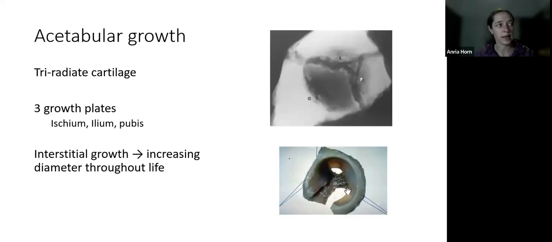Acetabular growth itself takes place through the triradiate cartilage, and it's important to remember that this is also a growth plate. We forget that everything needs to grow. Obviously you can't have a tiny little acetabulum that doesn't grow, and where does it grow? It grows through the triradiate cartilage. This is important to remember when we do our operations, because needless to say, if you damage the triradiate cartilage with your acetabuloplasty, you can actually promote acetabular dysplasia going forward. There are 3 growth plates from the ischium, the ilium, and the pubis, and it grows by interstitial growth, gradually increasing the diameter of the acetabulum.